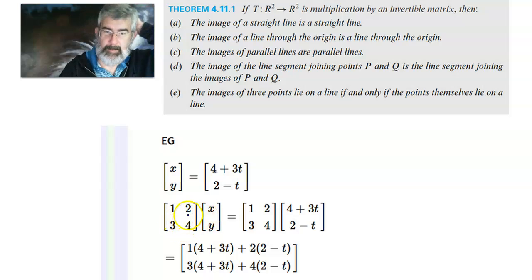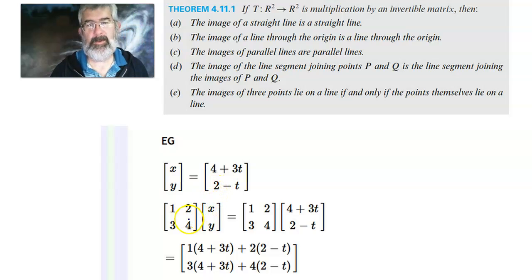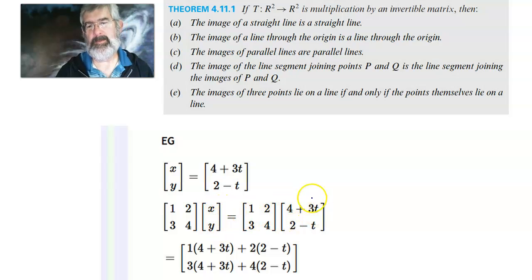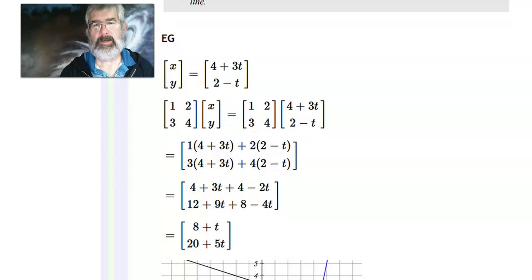But this makes it easy for me to just multiply this point times the matrix. Right, so I'm just making up a matrix here. 1, 2, 3, 4 is my matrix that I'm going to use. And so if I multiply by the point (x, y), it's multiplying by this. And so essentially for each value of t, I'm calculating where the image is. So I get the whole line transformed in this calculation.